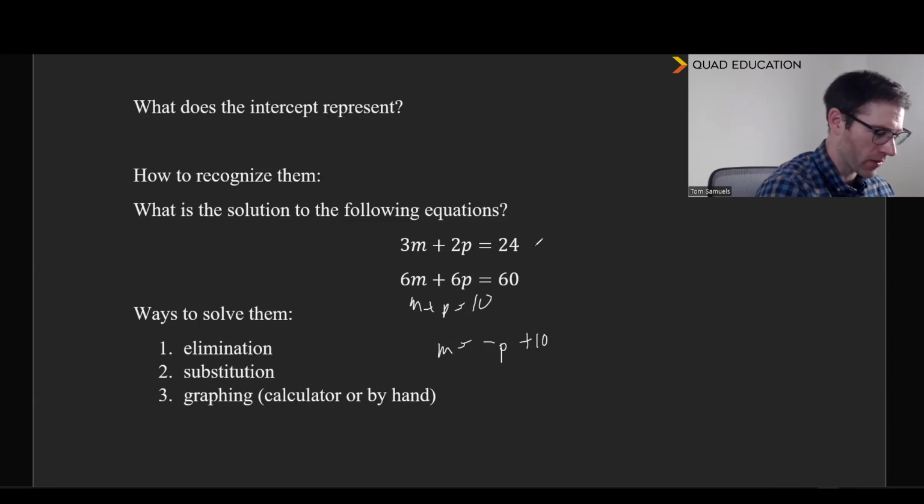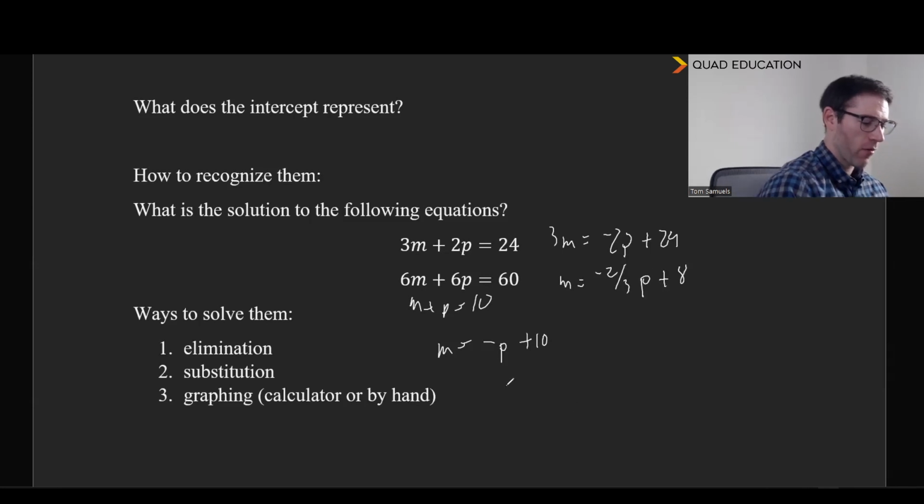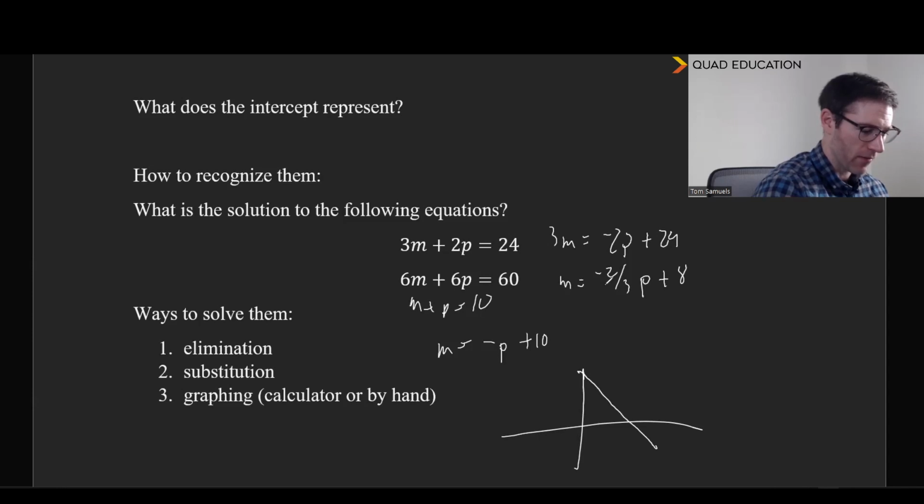And over here, we're going to have 3m equals negative 2p plus 24. Divided by 3 gives us negative 2/3 p plus 8. And we basically want to see, all right, we have this line, negative p plus 10, which is going to look like that. And this negative 2/3 p plus 8, which is going to look like that. And if we wanted to graph that out with our graphing calculator, we would probably get that same point.